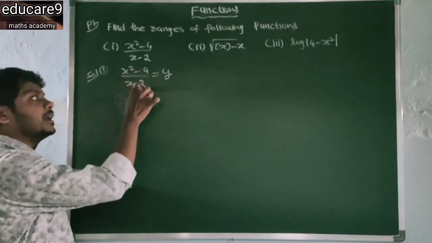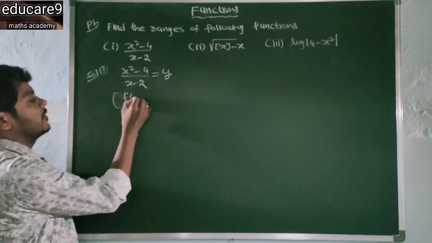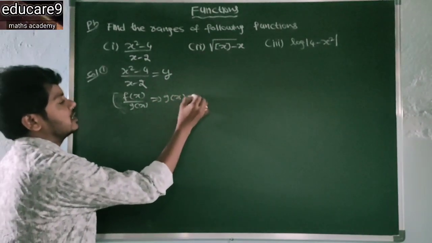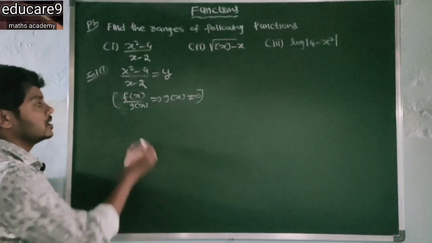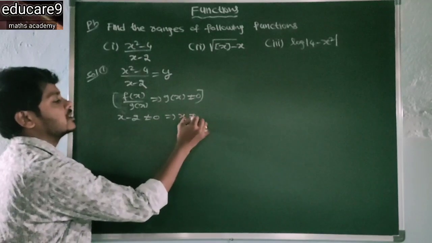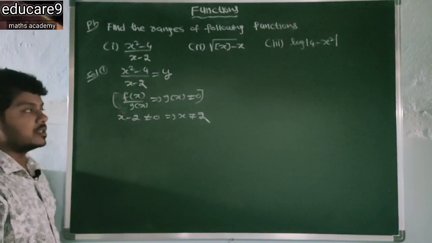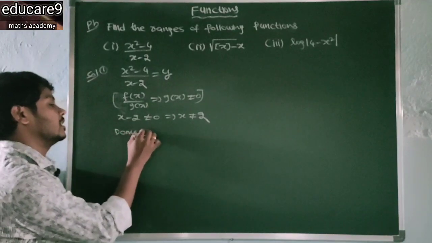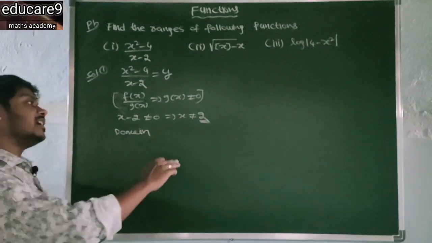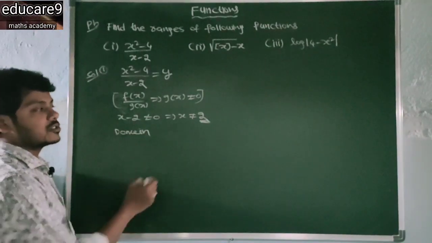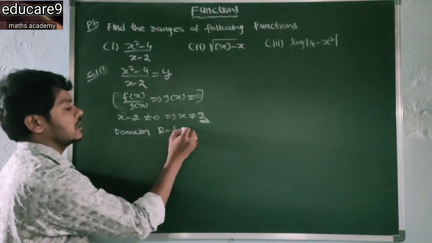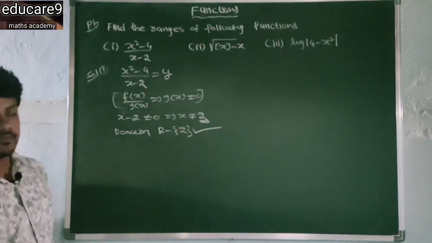So here, find the domain of this function. It is in the form of f of x by g of x. So in this case, g of x is not equal to 0. So x minus 2 is not equal to 0, x is not equal to 2. Therefore, the domain is x is not equal to 2. So except this value, all remaining values satisfy this condition. Therefore, remove this 2 from the real numbers, that is R minus 2. This is the domain of the given function.